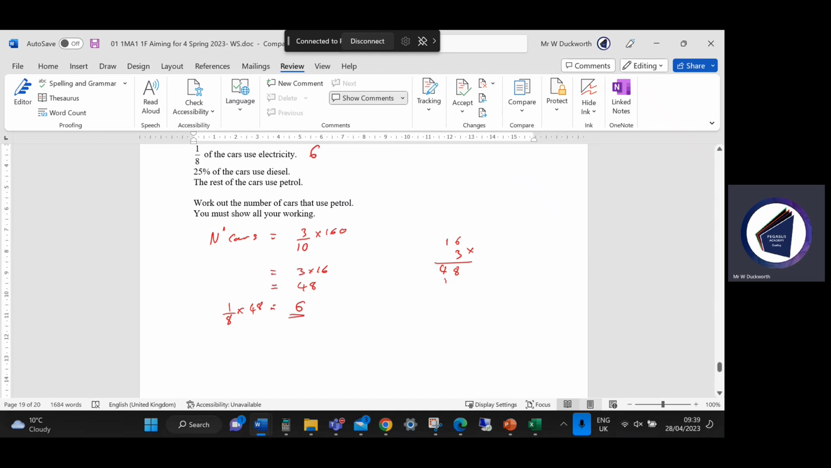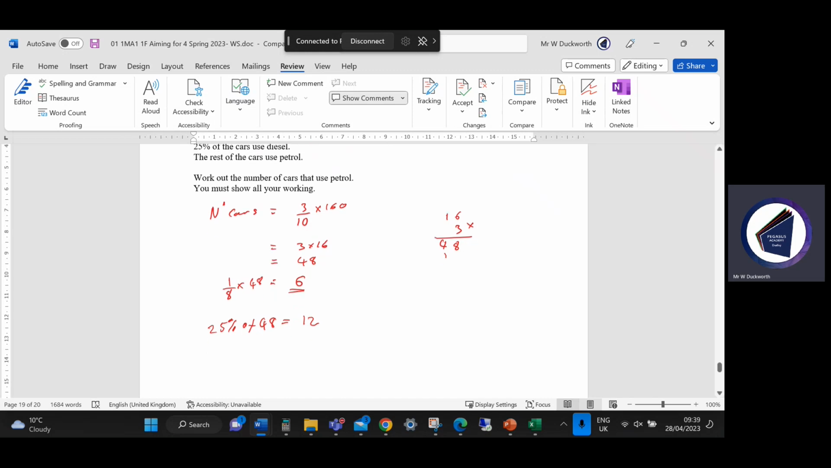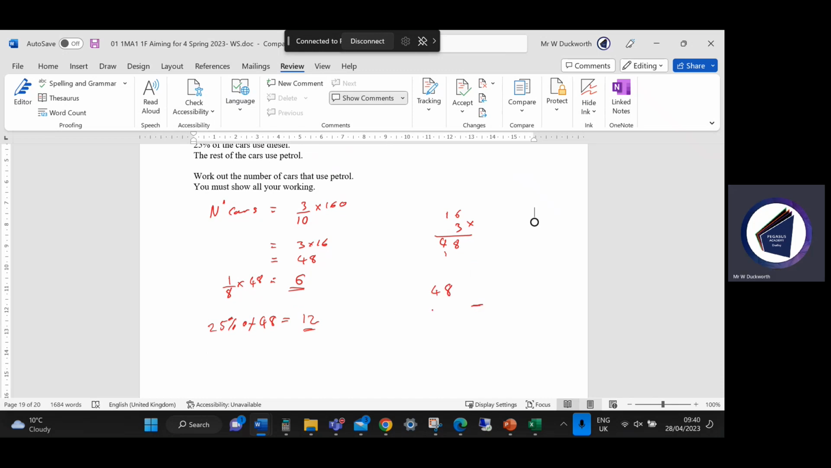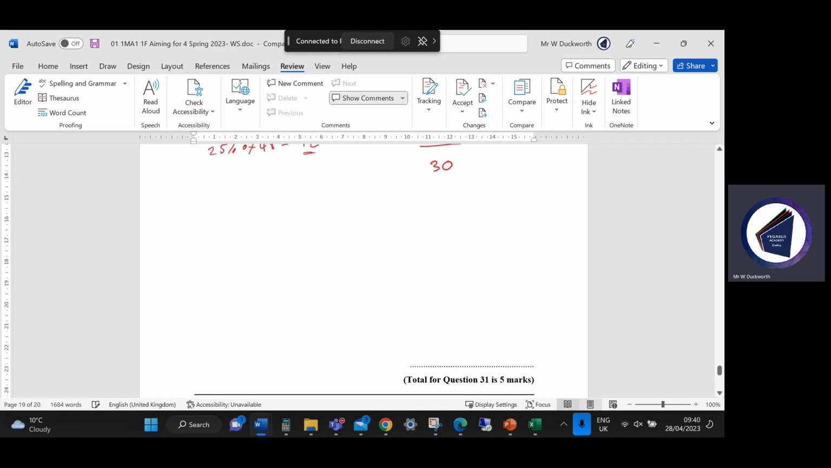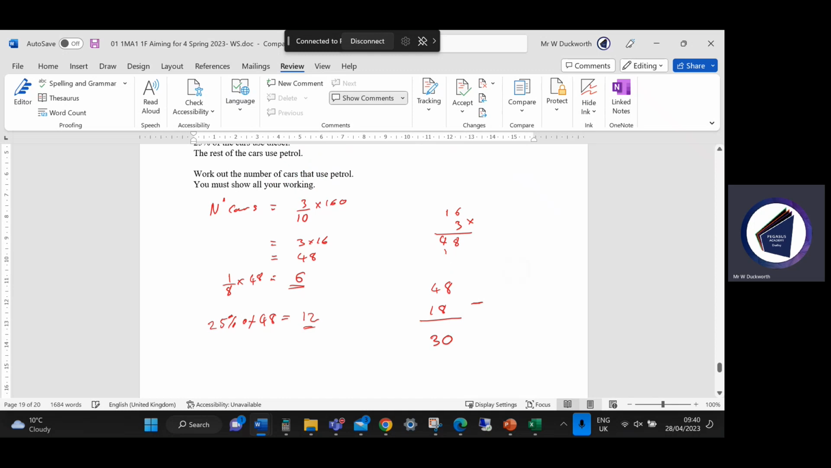25% of the cars are diesel. So 25% of 48 would be equal to halve it and halve it again. So that would be equal to 12. The rest of the cars use petrol. So we need to do 48 minus the cars that we've accounted for, which was 18, which would give us 30. So how many cars use petrol? We're looking at 30. And that's it for that page.